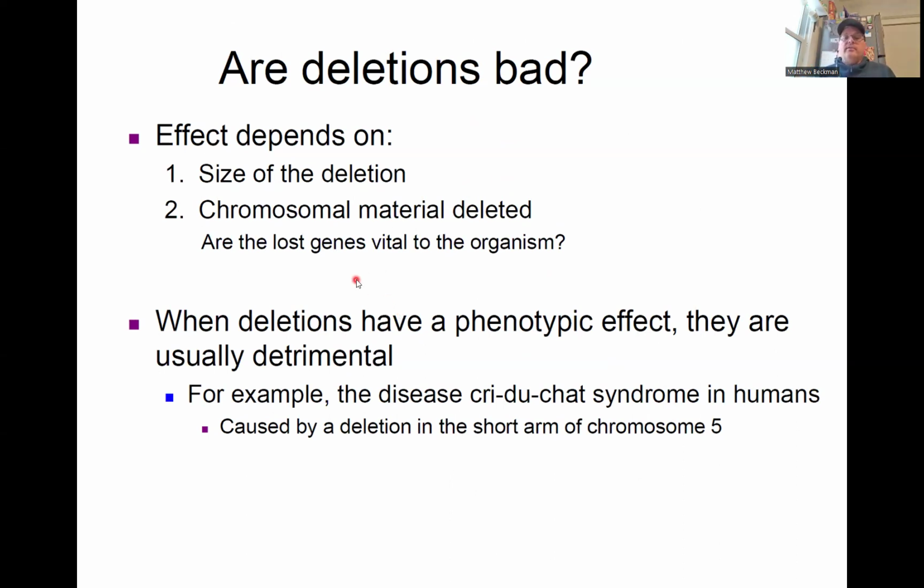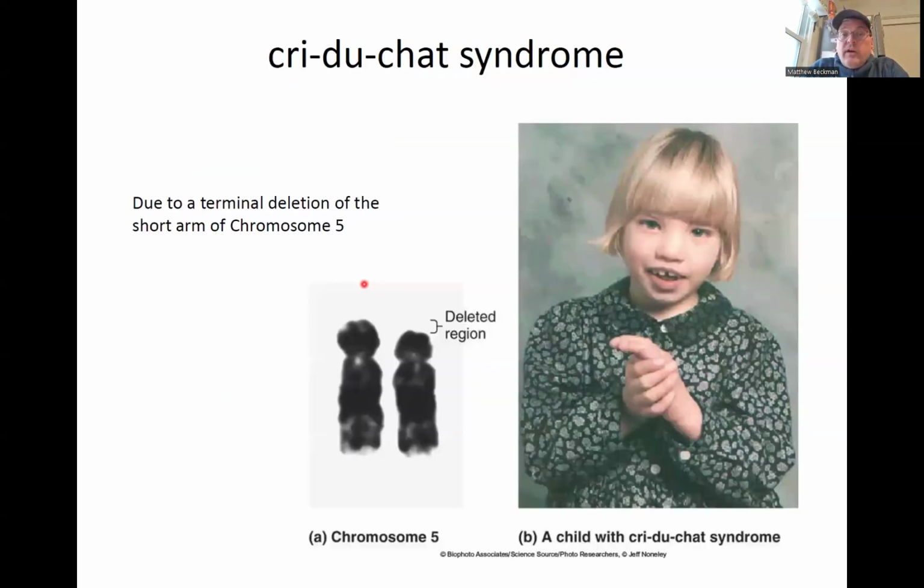We're going to look at the example of cri du chat in humans. This is a French phrase for cry of the cat. So in some ways, it's a bit pejorative because it's describing the phenotype of the newborn that is known to have a high-pitched cry, not unlike that of a cat. And so that's how this disease got its name. It's known to be due to a deletion of the short arm of chromosome 5.